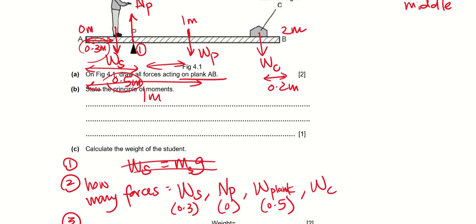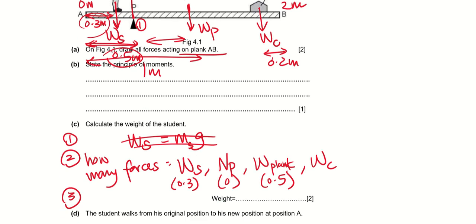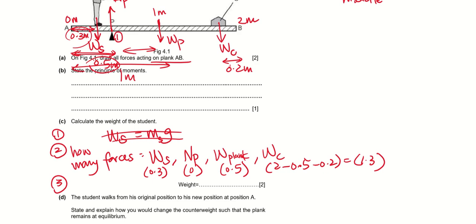How about for the counterweight? So we have 0.2 here. The distance here is 0.5. This is 0.5, right? So 0.2, 0.5. So it will be 2 minus 0.5 minus 0.2, which is equal to 1.3 meters. So actually if I were to show you the answer, it looks very simplified, but actually a lot of thought needs to go into finding the perpendicular distance of each force.